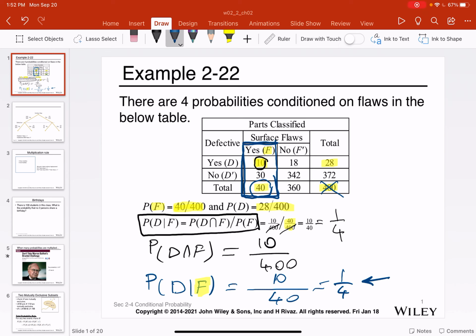So for example, I add 10 and 30, that's going to be 40. I add 18 and 342, that's going to be 360, I guess, right? Or I add 10 and 18, that's going to be 28. Or I add 30 and 342, that's going to be 370.